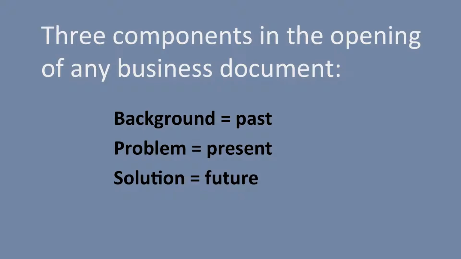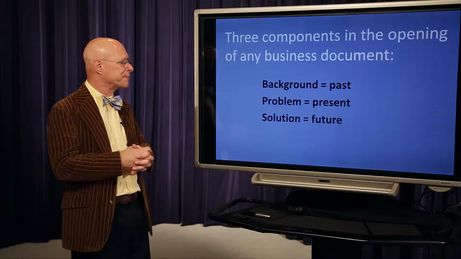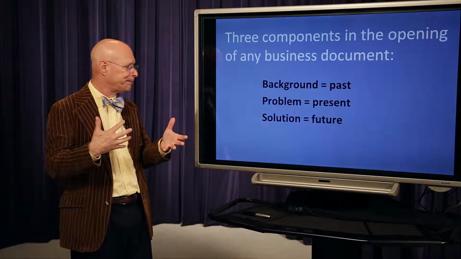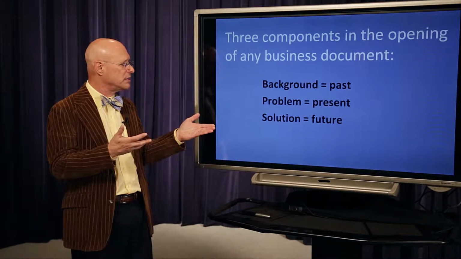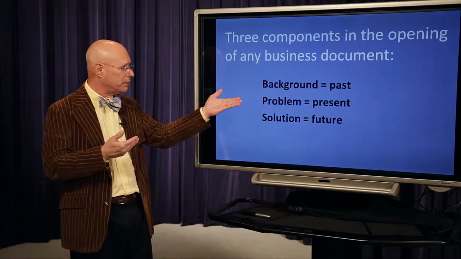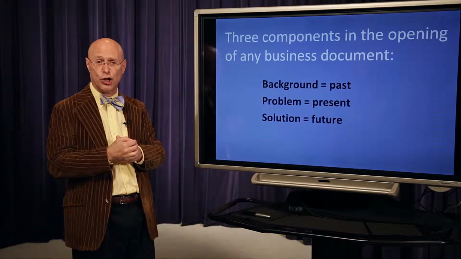If you're writing a proposal, the past is that they sent you an RFP, a request for proposal, and you're responding to that. So you reference the RFP. Then you tell your readers what the issue or problem is that you're addressing. The problem is what's going on in the present. And then you don't leave your readers hanging there with the problem. The next thing you tell them is that the remainder of your document is a solution to the problem that grew out of the background. Your solution is what the future ought to look like.